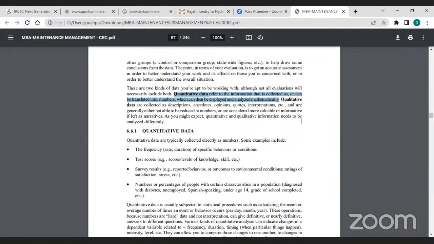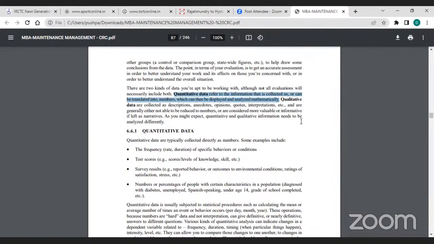Right. So that is the frequency. So the rate, duration of specific behaviors or conditions. Test scores. Right. Test scores, for example, the levels of knowledge, skills, etc. They can be expressed in the quantitative form, 5, 7, 10 marks. Right. So that will be test score.